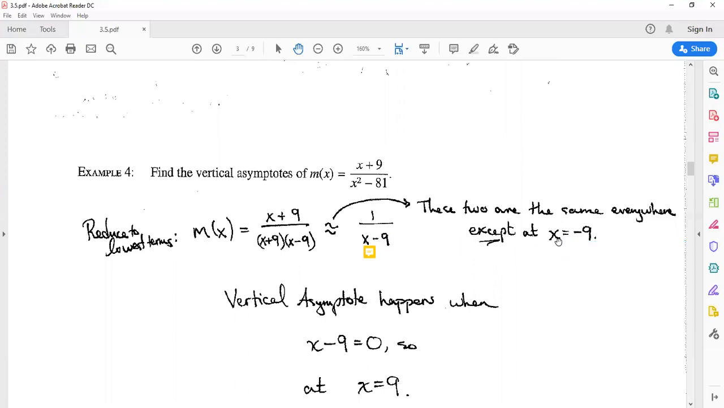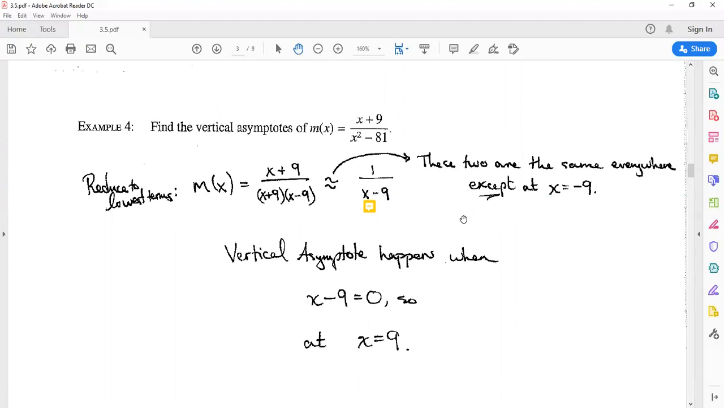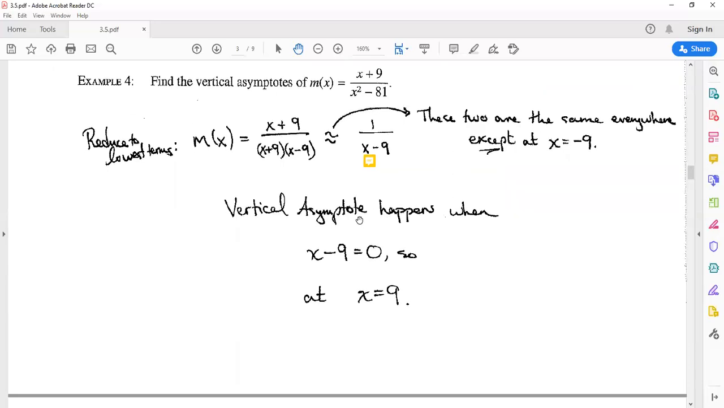And that place is at x equals minus 9. There's something else a little bit more subtle going on there, but we'll talk about that maybe in class, or maybe we'll talk about that at a later date. So for now, just note that the only vertical asymptote that happens here happens when x minus 9 equals 0, or namely when x equals 9.